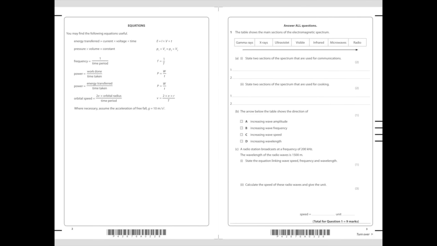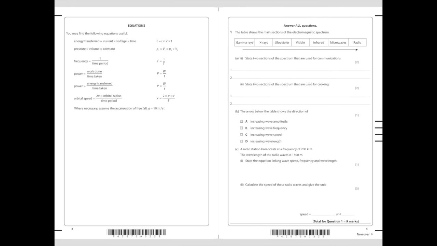State 2 sections of the spectrum that are used for cooking, clearly microwaves. Most people own a microwave. Secondly, it's infrared, because remember, infrared is just generally heat. So an oven uses infrared radiation. The arrow below the table shows the direction of, and don't look at the answers, try and work it out and then spot the answer in the list below.